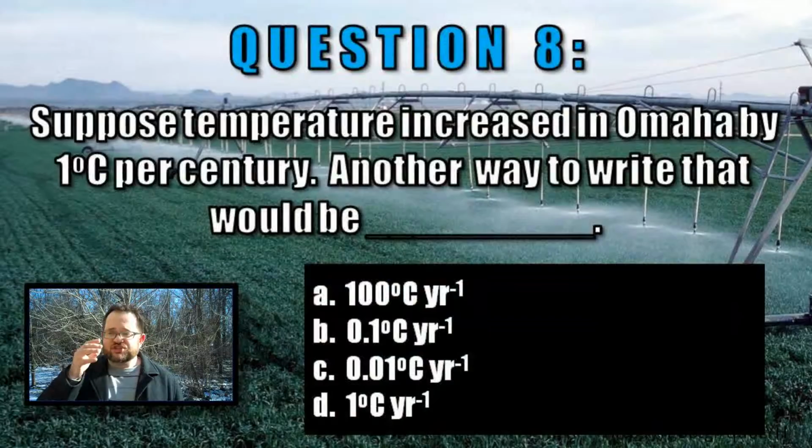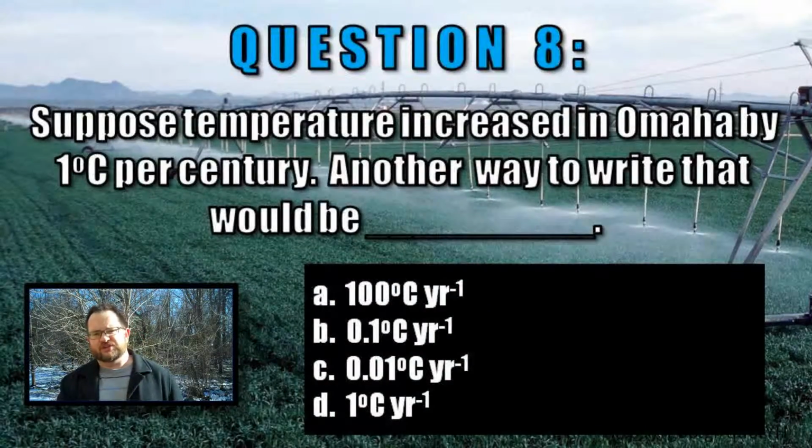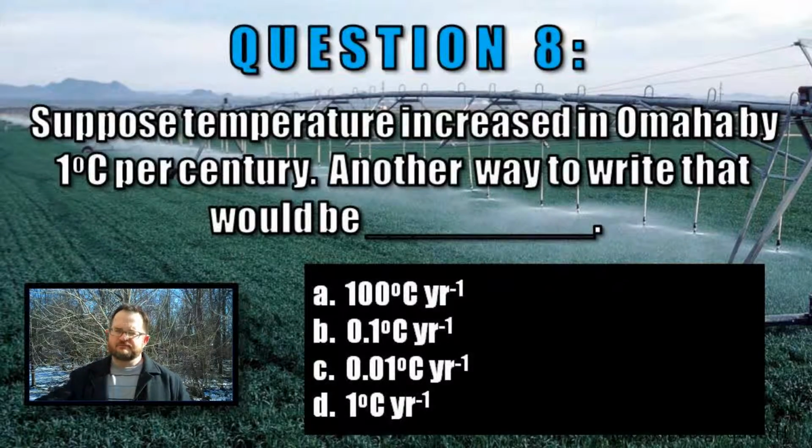Okay, that's the end of the lecture about surface temperature observations, but I want you to answer 2 more questions along the way, just to help you get ready for the kinds of things that could be on the quiz. Question 8. Suppose the temperature increased in Omaha by 1 degree Celsius per century. Another way to write that would be A, B, C, or D. I'm not going to read all those numbers to you. Choose one of the 4 answers, follow the link, find out if you're right.